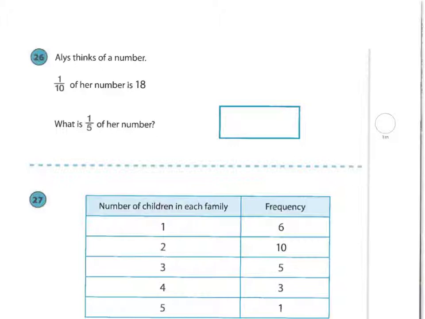Question 26. Alice thinks of a number. 1/10 of her number is 18, so what is 1/5 of that number? Well, 1/5 is a fraction that actually is bigger than 1/10. It is in fact twice the size. So the answer would be twice 18, which is 36.